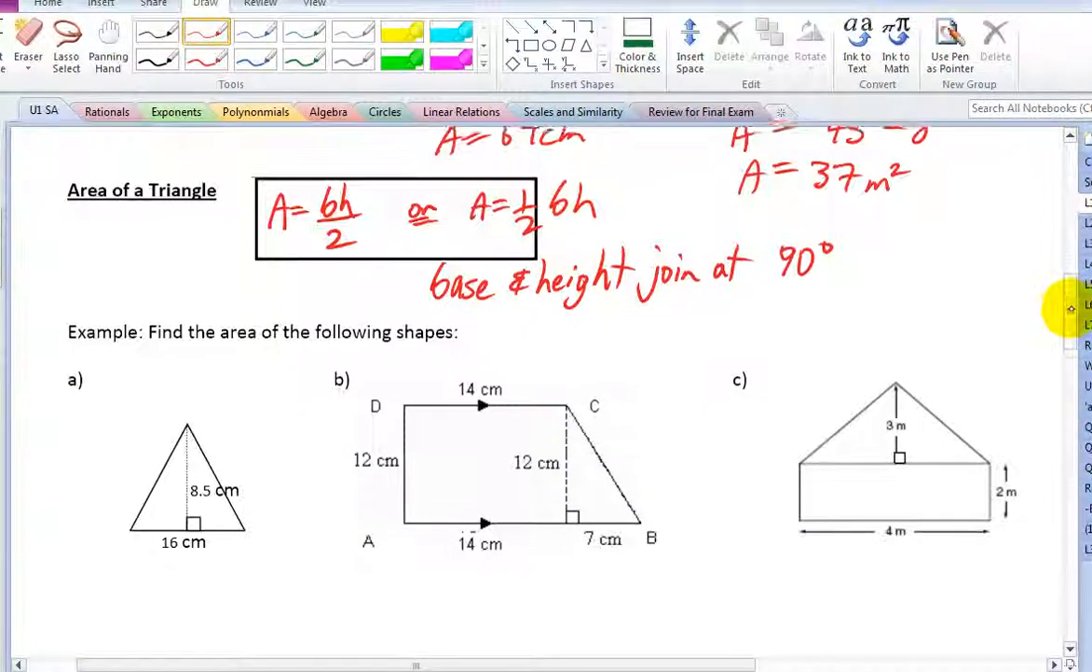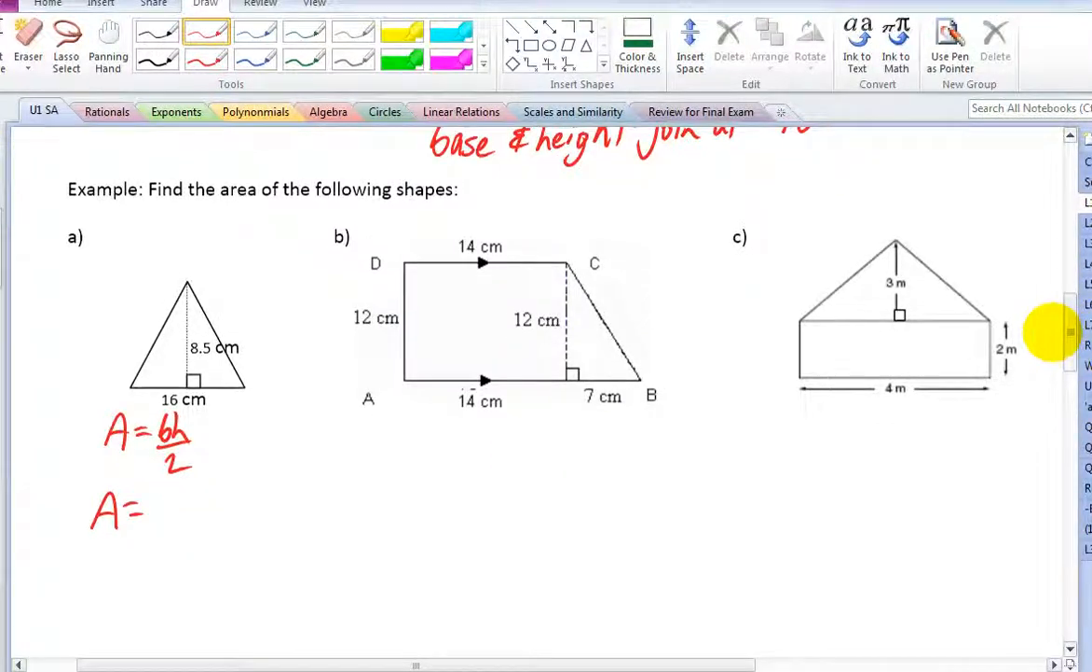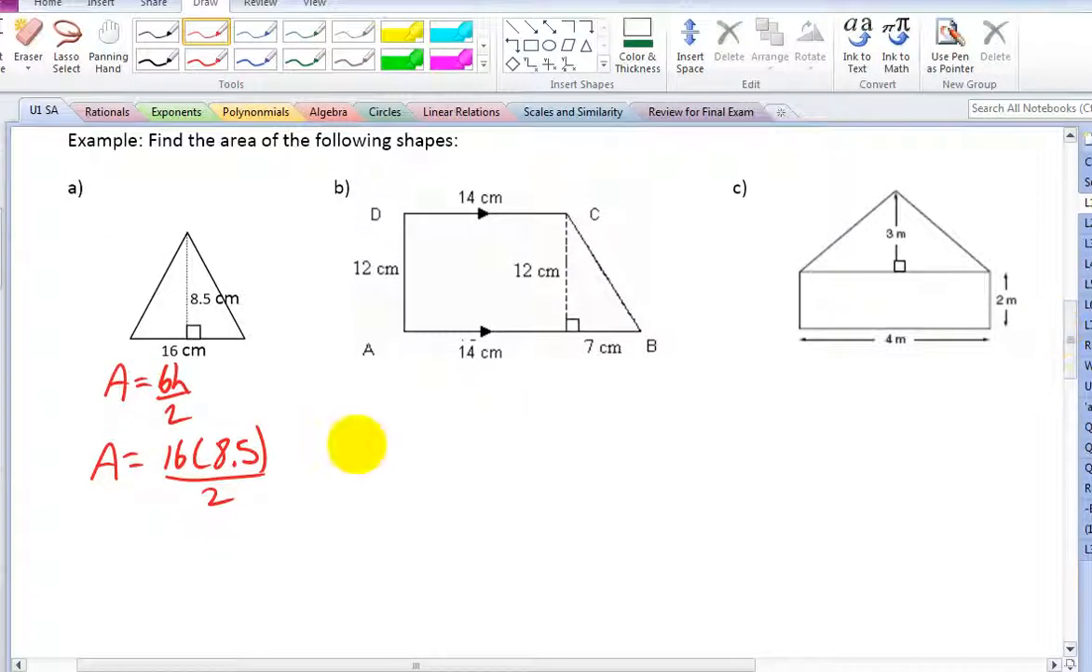So for the first one, area equals base times height divided by 2. That's your formula. Then you substitute in base is 16 times your height of 8.5 divided by 2. Okay. Now, you can also go 16 divided by 2 times 8.5. It doesn't matter when you divide by 2. So if you're doing mental math, that might be easier.